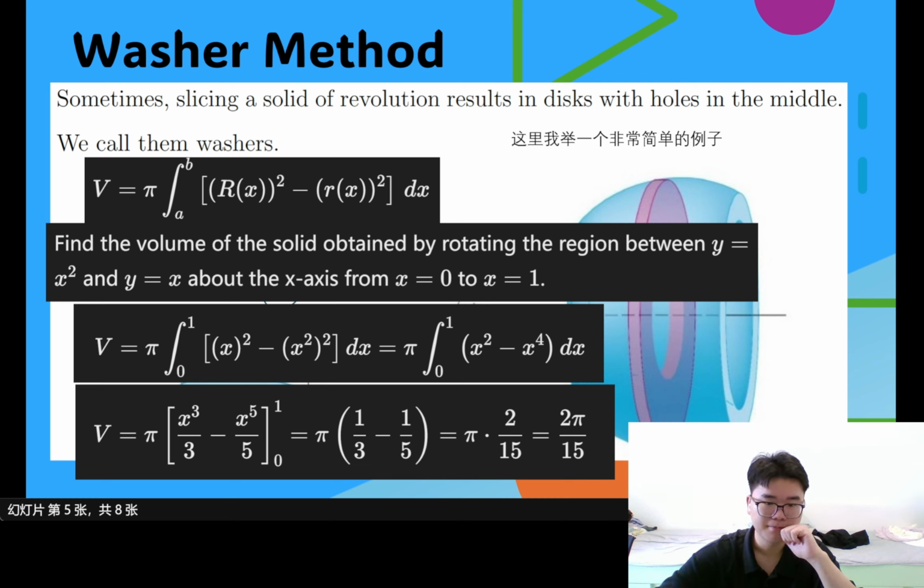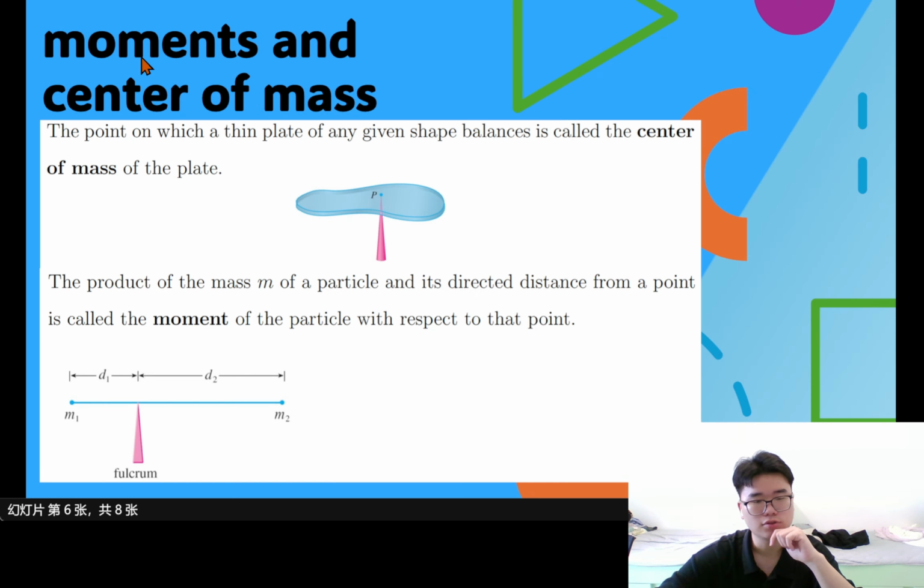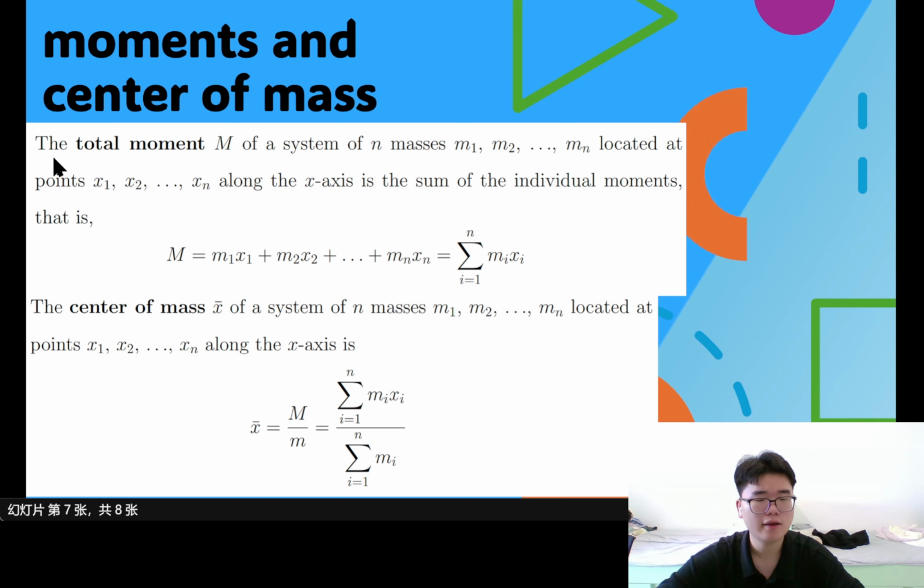Okay, that's the final part. Here I will teach you the moments and the center of mass. It's seen in the lecture. The point on which a thin plate of any given shape balances is called the center of mass of the plate. The product of the mass and its directed distance from a point is called the moment of the mass with respect to that point. And then I will show the total moment and the center of mass.